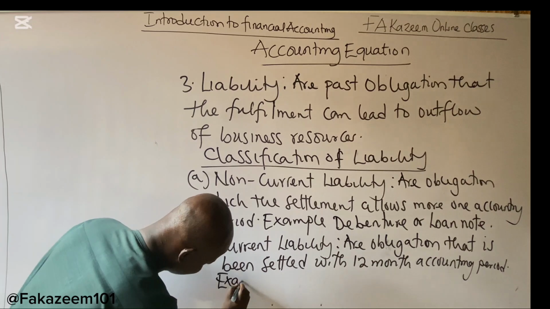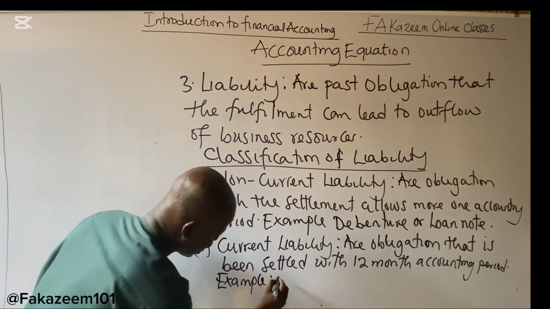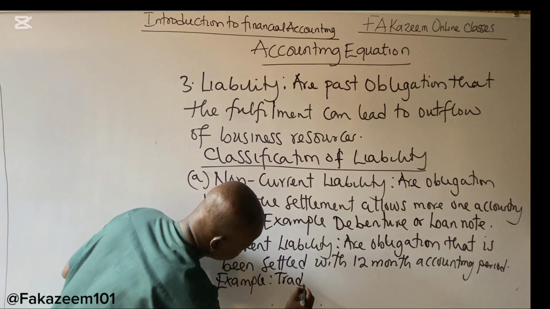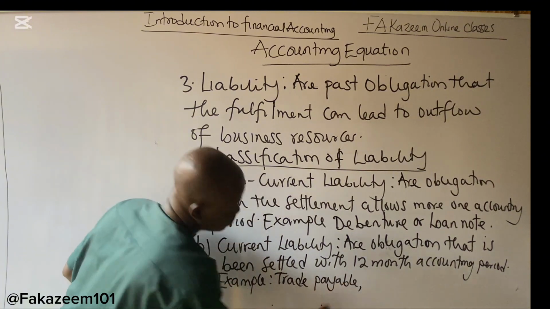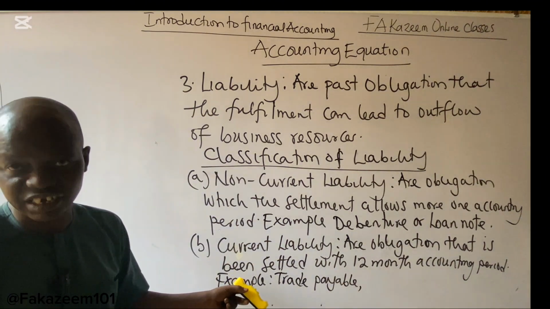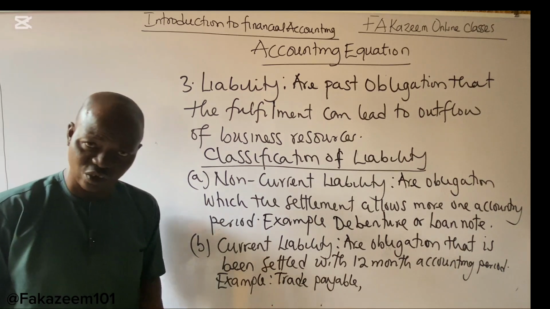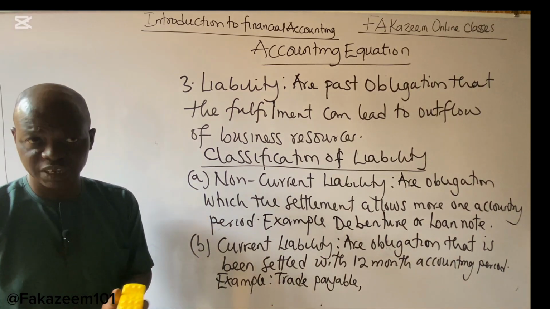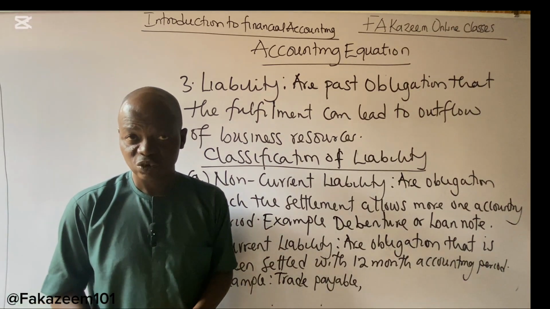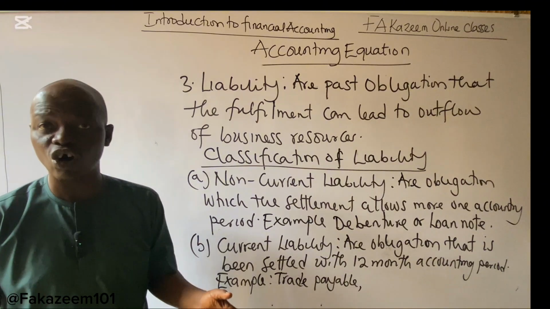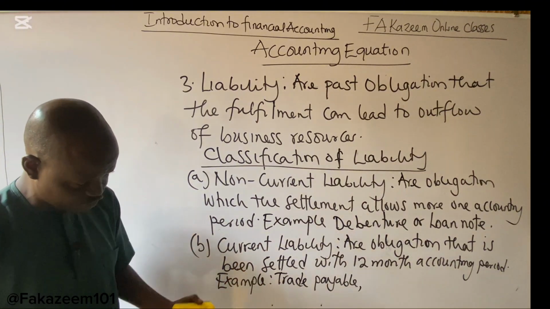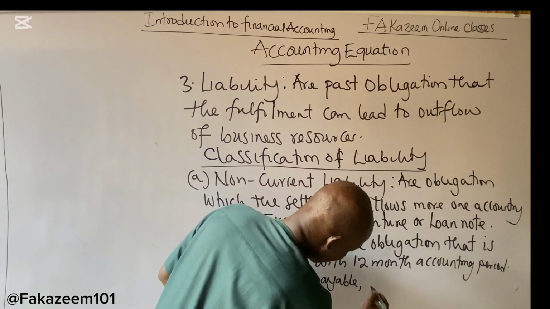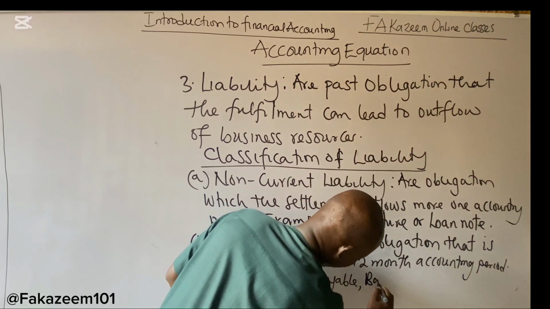Examples of current liability are trade payable. This is what was formerly called creditors, but we don't call them creditors again. We call them trade payable. Who are the creditors? Those that supply goods to the company on credit. They are our creditors, but now we call them trade payable. We also have what we call bank overdraft.